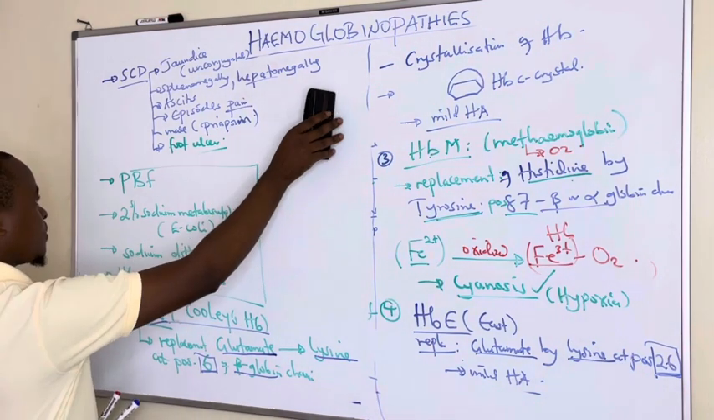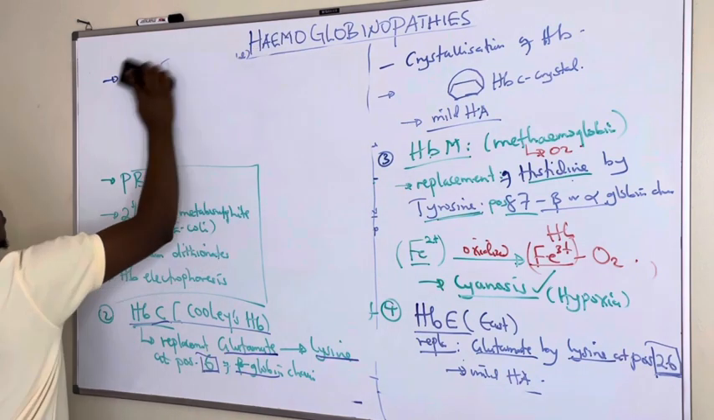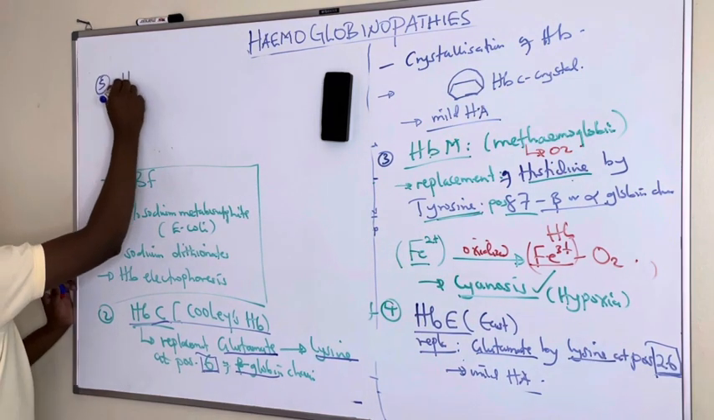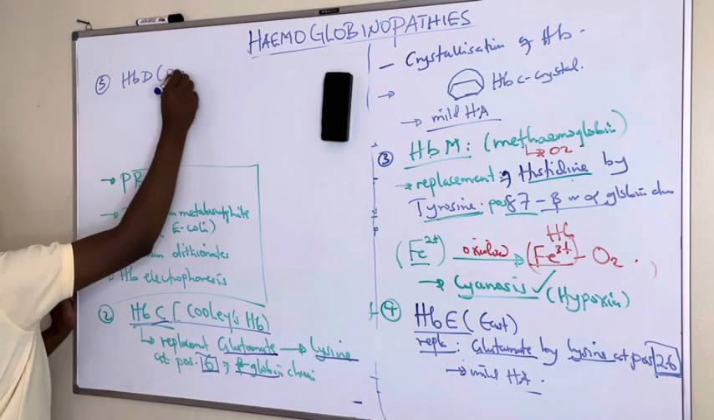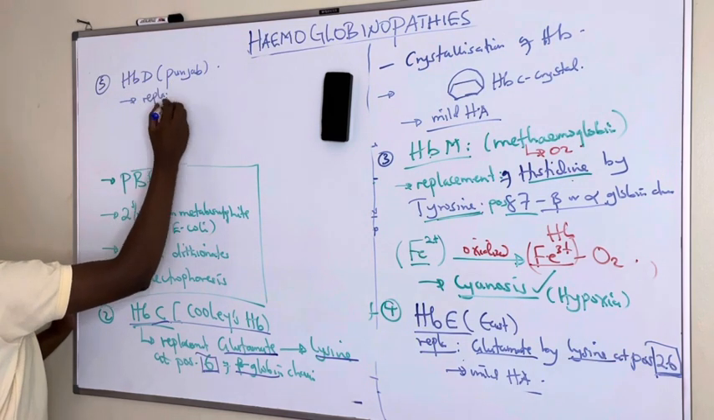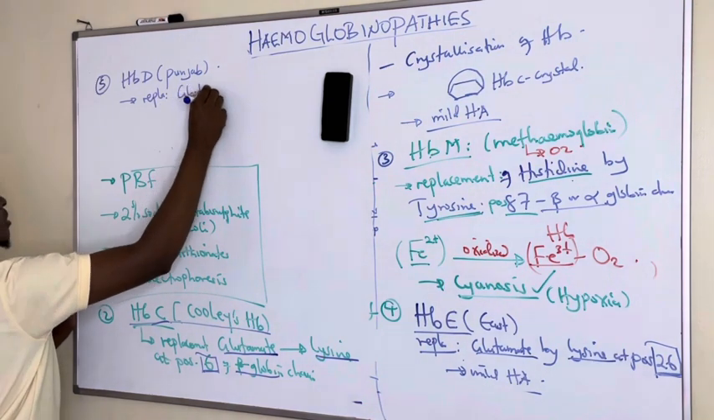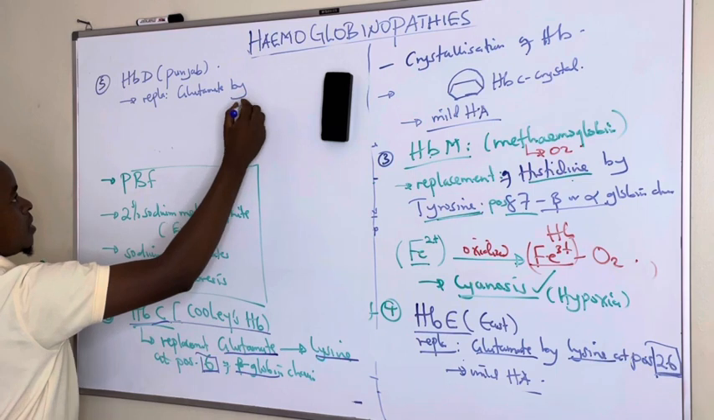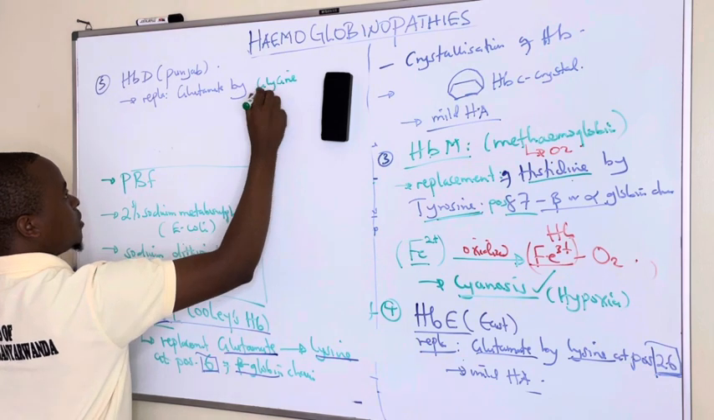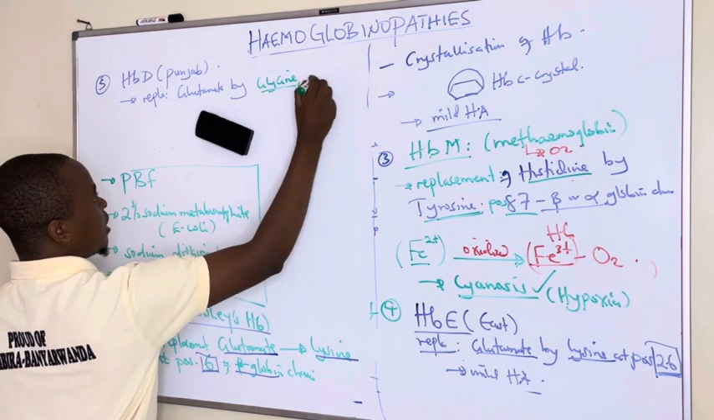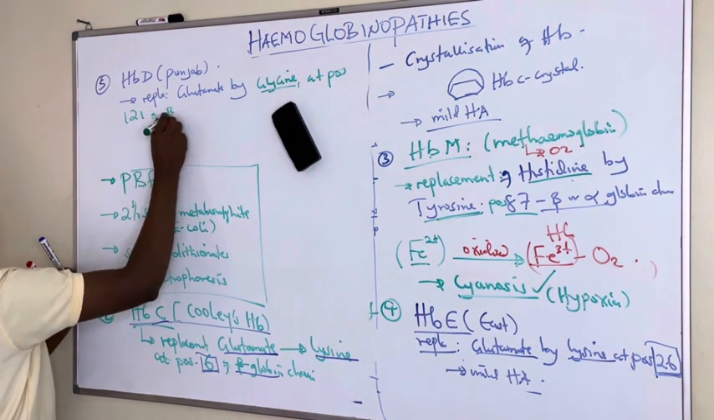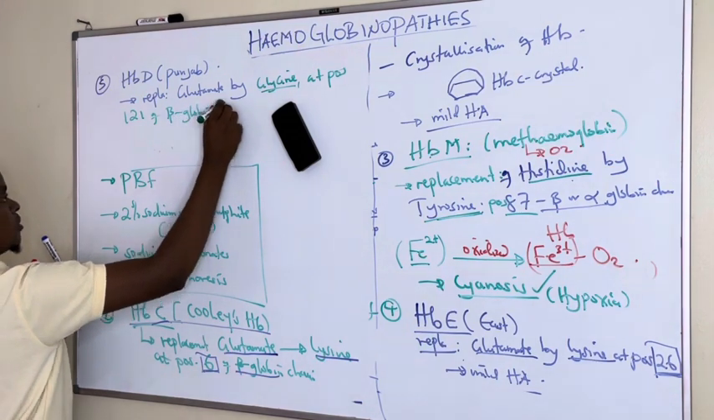And lastly is number 5, as we conclude, which we know as HBD. Sometimes we call it triple jump. And this hemoglobin D is due to replacement. We are replacing glutamate or glutamic acid by glycine, and this replacement is occurring at position 121 of the beta globin chain.